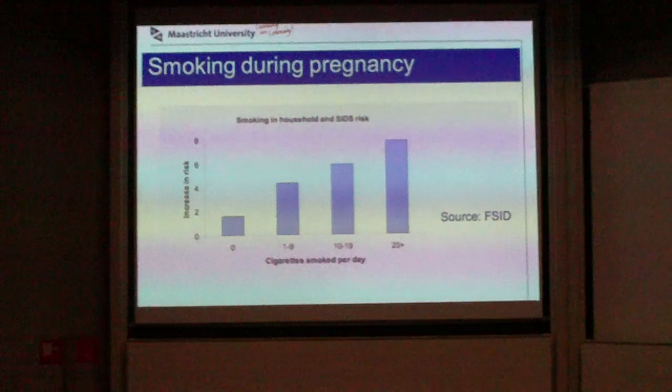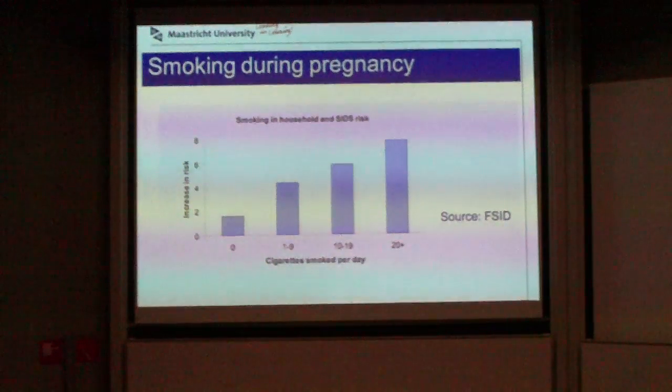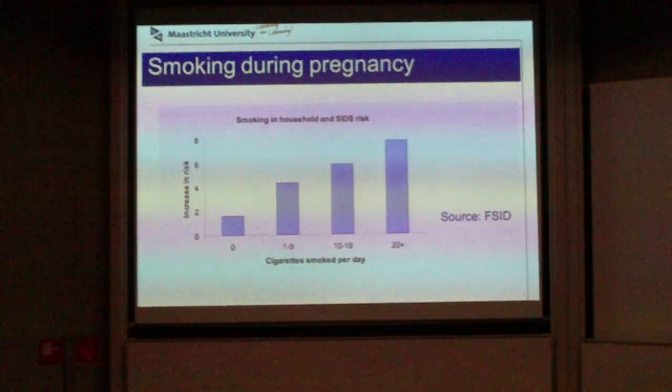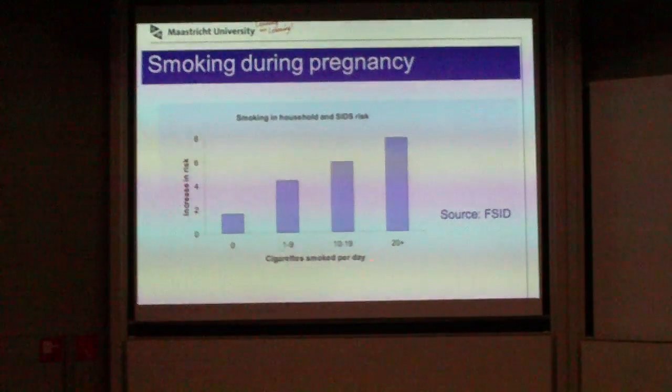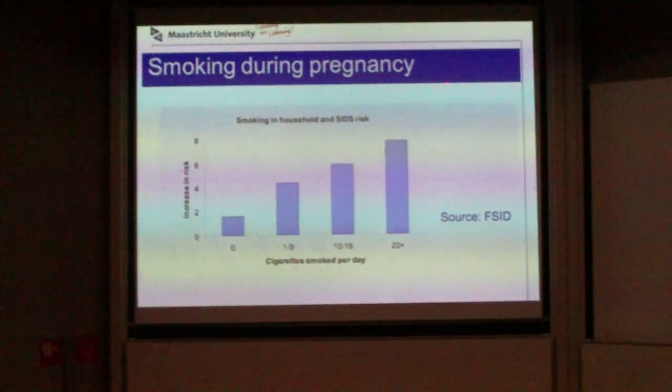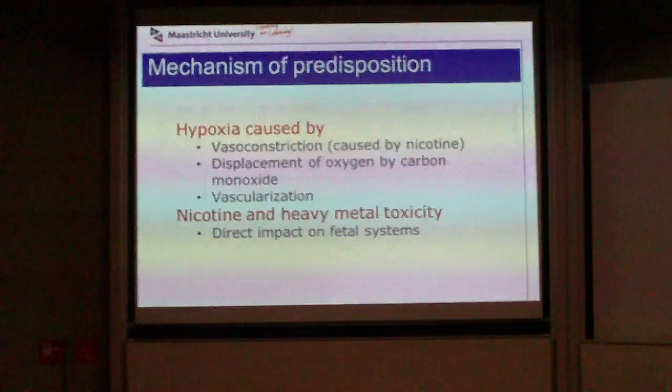Here you see this is smoking in a household, so it's not necessarily active smoking of the pregnant mother, and the increase of these sudden infant deaths compared to the cigarette smoke today. So this is quite a convincing graph.